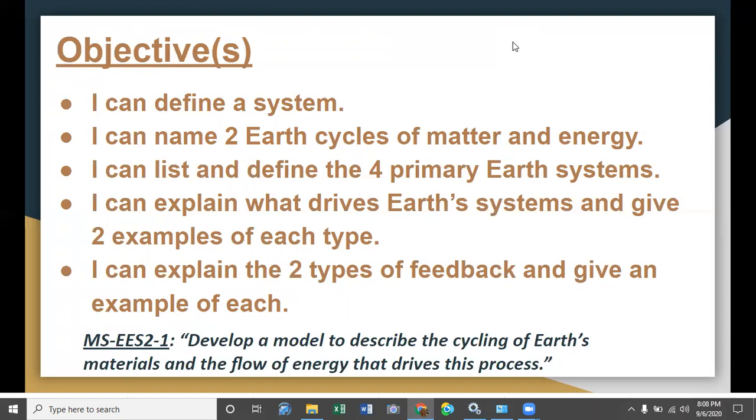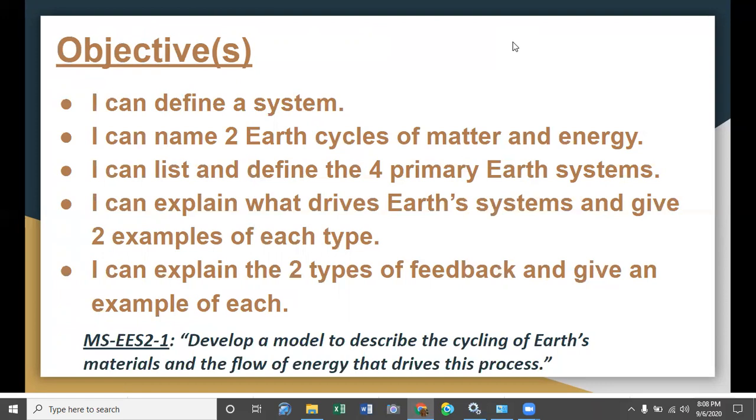I can name 2 Earth cycles of matter and energy. I can list and define the 4 primary Earth systems. We'll be talking a lot about those 4 primary Earth systems. I can explain what drives Earth systems and give 2 examples of each type. And I can explain the 2 types of feedback and give an example of each.